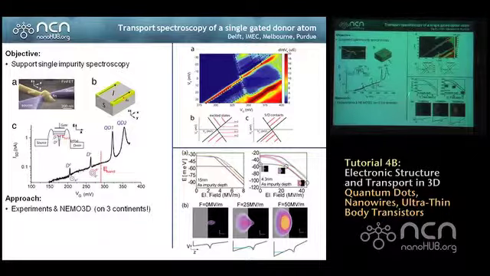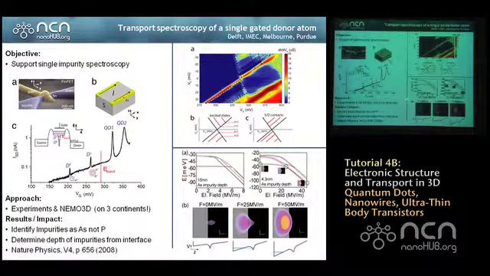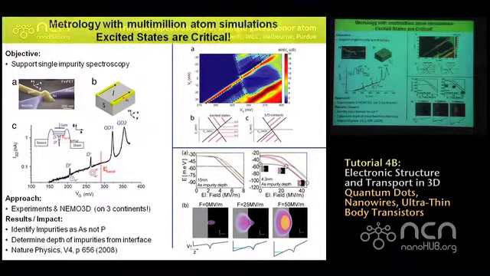And with a correlation matrix of many numerical experiments together with the experimental data on multiple devices, we were able to figure some things out. We were able to say that these impurities are arsenic and not phosphorus. And we were able to determine the depth of the impurity from the interface. At the end, we had a very nice Nature Physics article that came out of that.